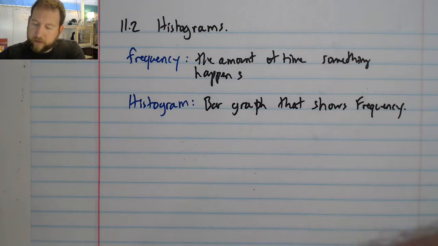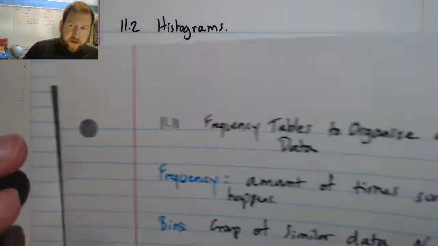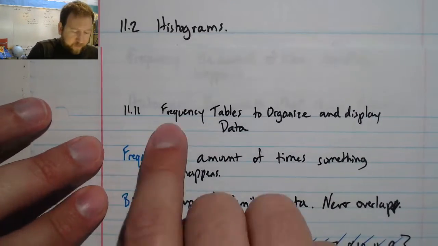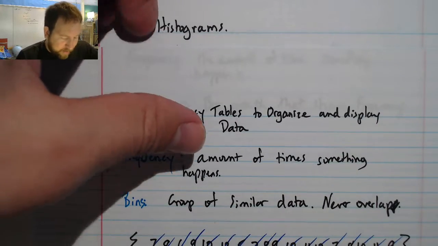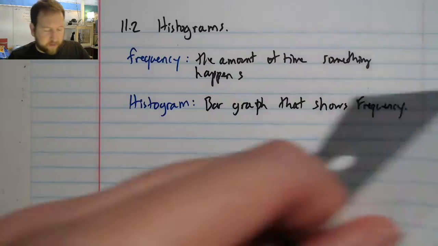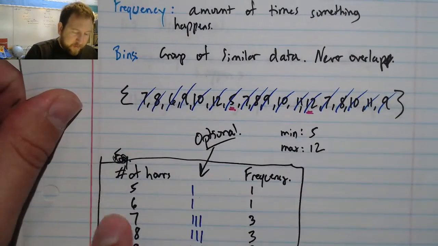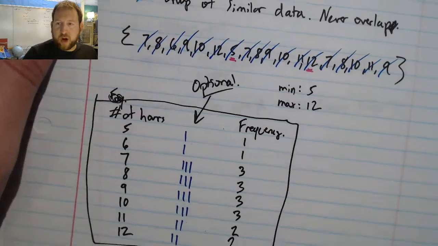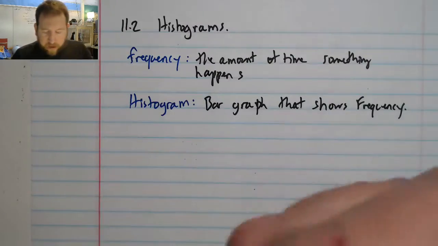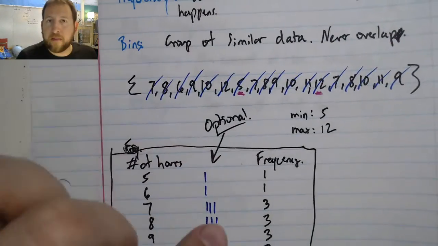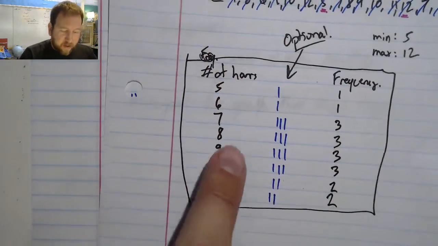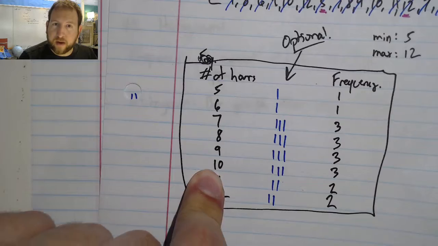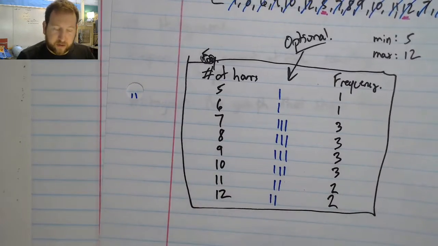And I'm actually going to borrow my notes from the previous chapter, frequency tables to organize and display data. I'm going to look at the frequency table that I made here, in particular, this number of hours chart that I made. If you can't remember how I made this, you can look at the previous section, but I'm going to copy over this frequency table real quick, and then we'll turn it into a chart.